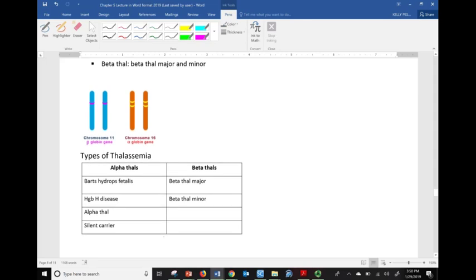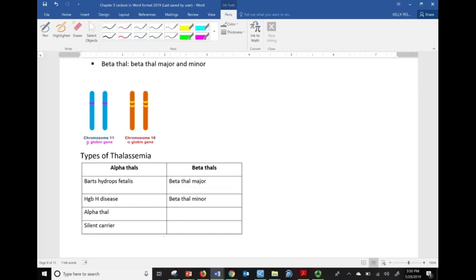Alright, so then we have a chart of the various types of thalassemias. Because there are 4 alpha globin genes, you could be missing one of those, in which case you would be called a silent carrier and you probably wouldn't even know that you have it. Or you could be missing 2 alpha globin genes, or you could be missing 3 alpha globin genes, and then that's called hemoglobin H disease. Or you could be missing 4 alpha globin genes, and that's called Bart's hydrops fetalis, or hemoglobin Bart's, which is incompatible with life. You have to have at least 1 functioning alpha globin gene to be alive.